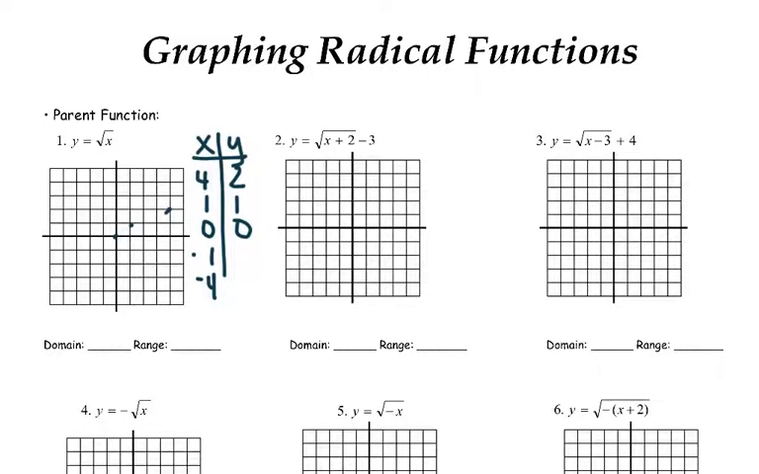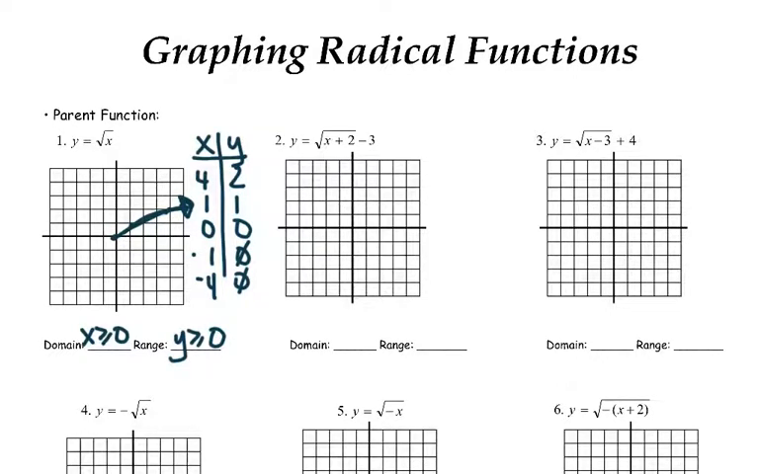And what happens when I try and take the square root of a negative? Can't do it. This is my graph for square root of x. It's just this little swoosh. The domain has to be greater than or equal to 0, and the range is also greater than or equal to 0.